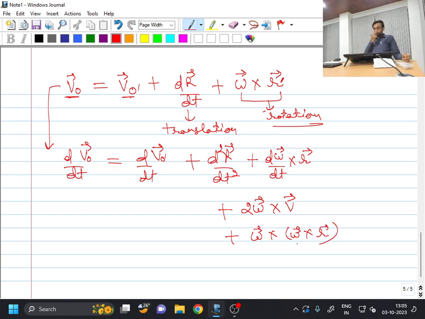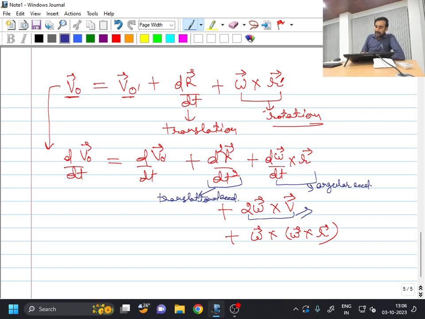Now let me give you the details of these individual terms. The very first term of acceleration is coming because of the translation of the frame, so I can call it the translational acceleration. Then I have the second term. What is d omega by dt? d omega by dt is nothing but alpha, the angular acceleration. So angular acceleration crossed with r is another acceleration which we are getting; this is the contribution of angular acceleration. Then another important quantity, 2 omega vector cross v vector, is called the Coriolis acceleration.